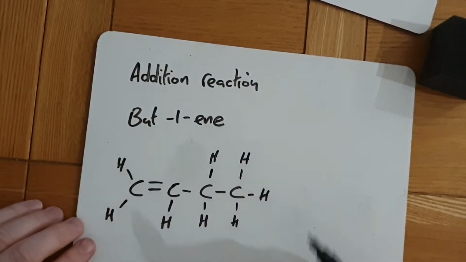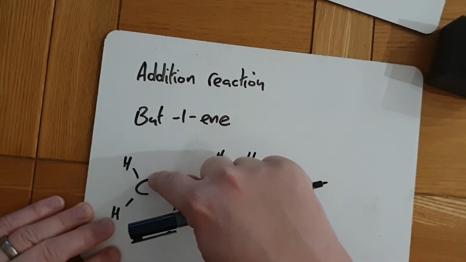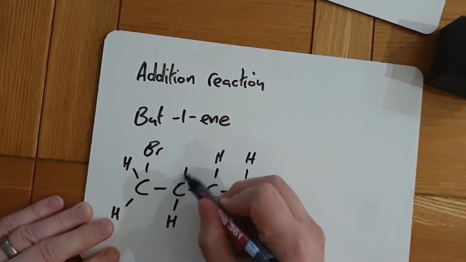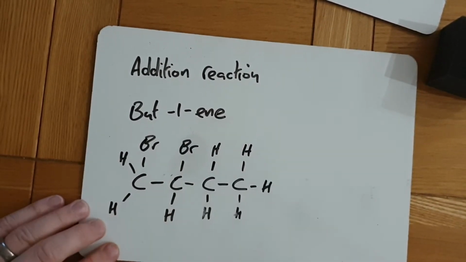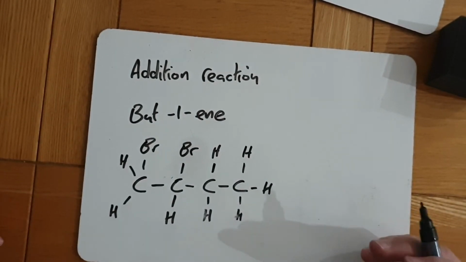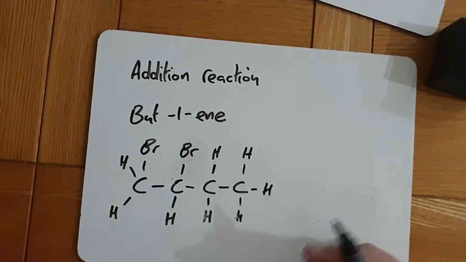And then we're adding bromine to it. So it's just as simple as we break the double bond and we stick bromine there, and bromine there. That's it. So for any alkene, if you add bromine to it, you split the double bond and stick a bromine on each end.